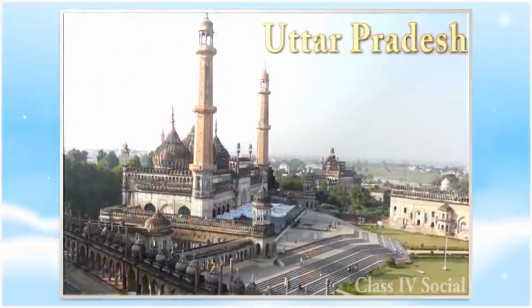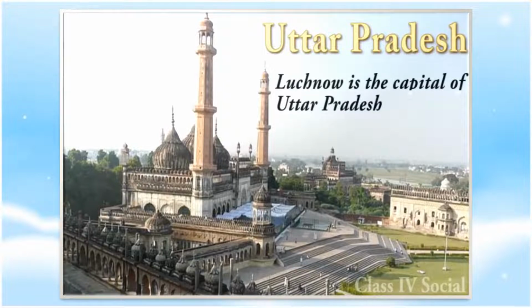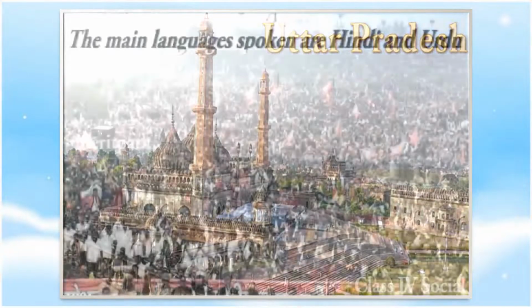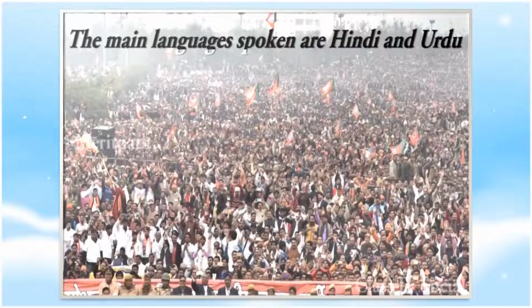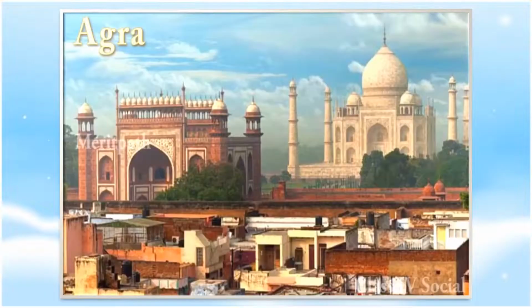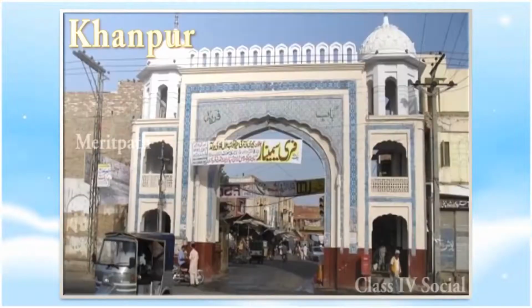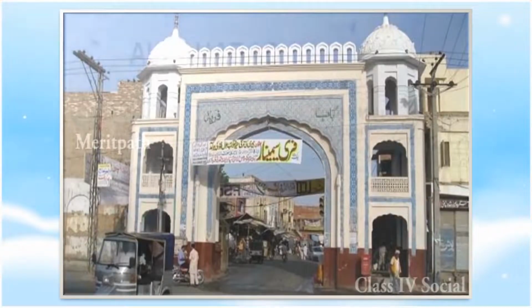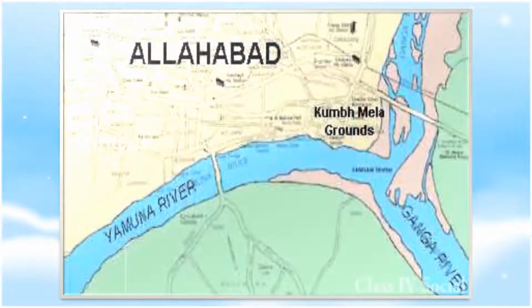Uttar Pradesh. Uttar Pradesh is a large and thickly populated state. Lucknow is the capital of Uttar Pradesh. The main languages spoken in Uttar Pradesh are Hindi and Urdu. Allahabad, Varanasi, Agra and Kanpur are some important cities in Uttar Pradesh. The rivers Ganga and Yamuna meet at the Sangam in Allahabad.